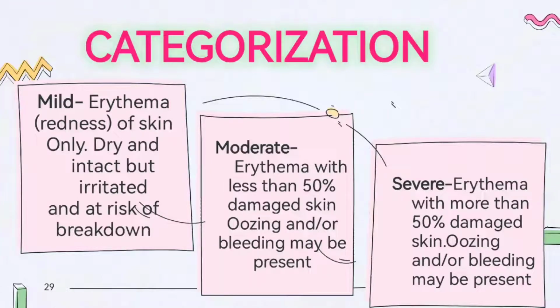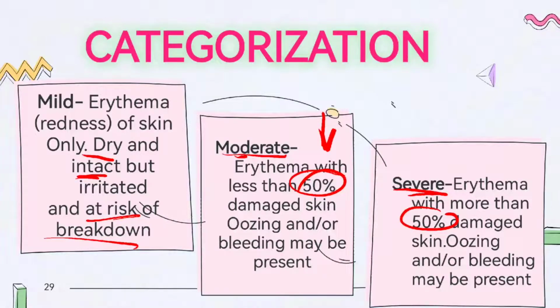Now, we have 3 categories: mild, moderate, and severe. Now, for mild, redness of the skin only. It's dry and intact. No open wound, okay? But it is at risk for breakdown because the irritation is already there. Now, we have the moderate. For moderate and severe, you're going to check only for the 50%. If it's less than 50%, that means it's moderate, the redness. If it's more than 50%, that means it is severe.